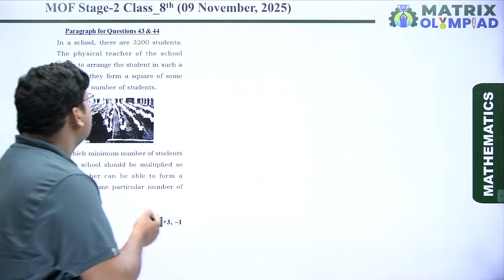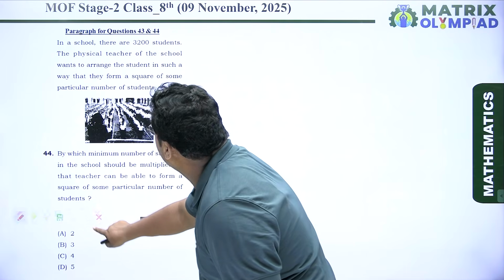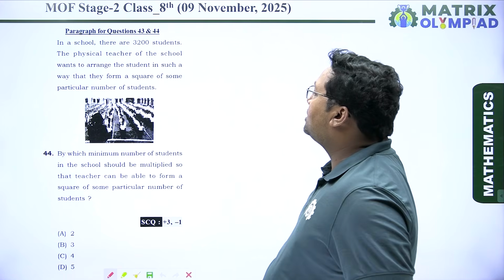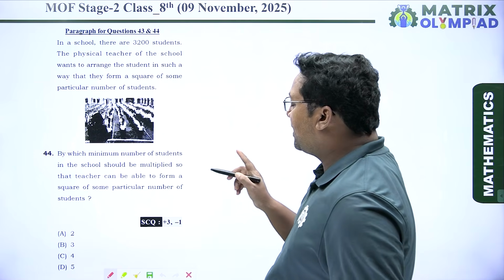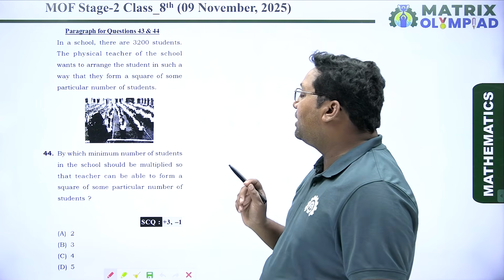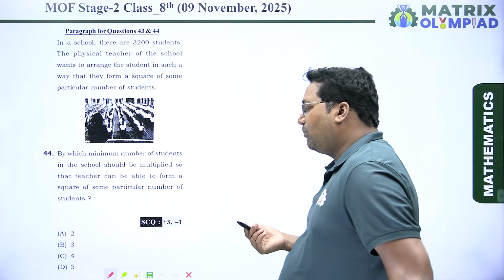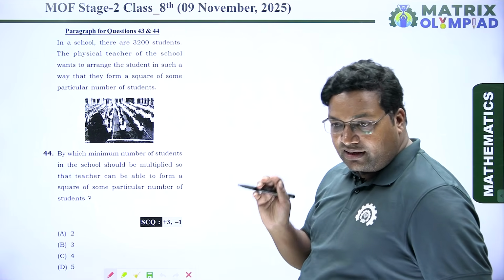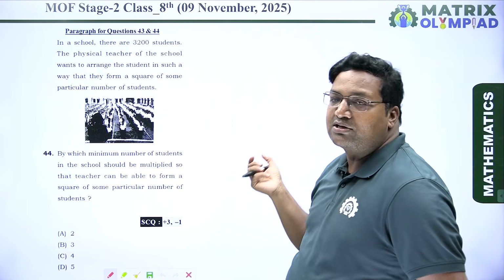Next question is, in a school there are 3200 students. The physical teacher of the school wants to arrange the students in such a way that they form a square of some particular number of students. So the question based on this paragraph is, by which minimum number should the number of students in the school be multiplied so that the teacher can form a square of some particular number of students? So it means we have to find the number which, multiplied by this number, gives a perfect square number.